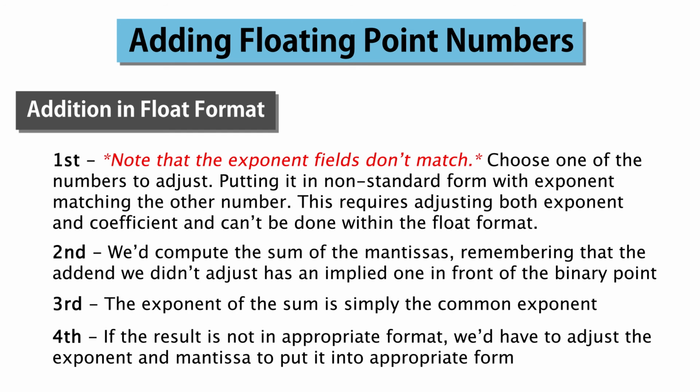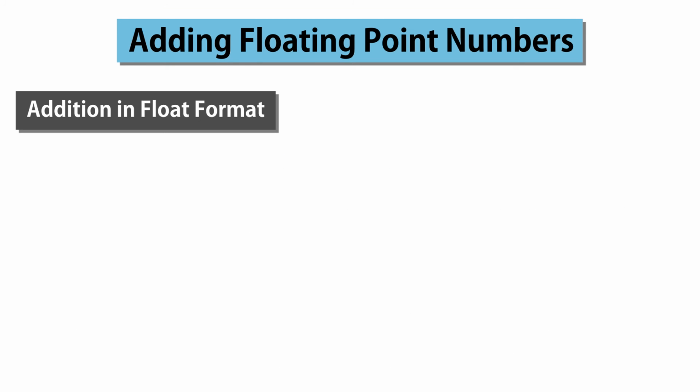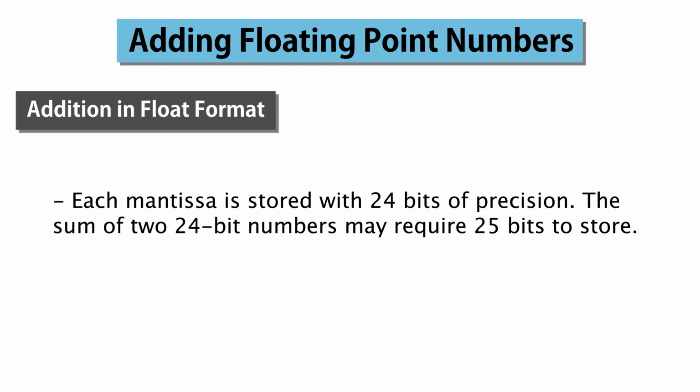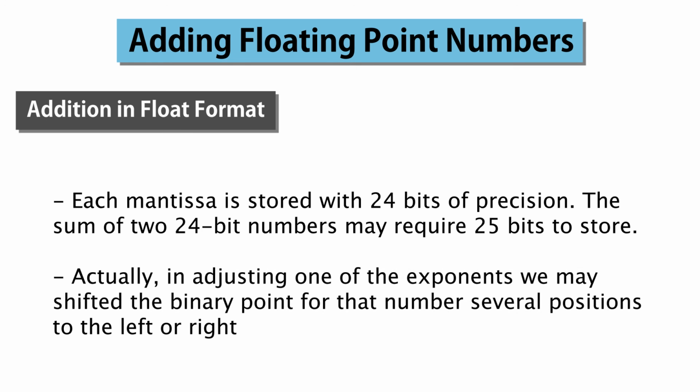That's not too hard on paper, but there are some significant complications that make a floating point adder a pretty complex piece of circuitry. For one thing, each mantissa is stored with 24 bits of precision, but the sum of two 24-bit numbers may require 25 bits to store. And actually, it's worse than that, since in adjusting one of the exponents, we may have shifted the binary point for that number several positions to the left or right. The hardware would actually have to store many more than 25 bits of precision to do this computation accurately.